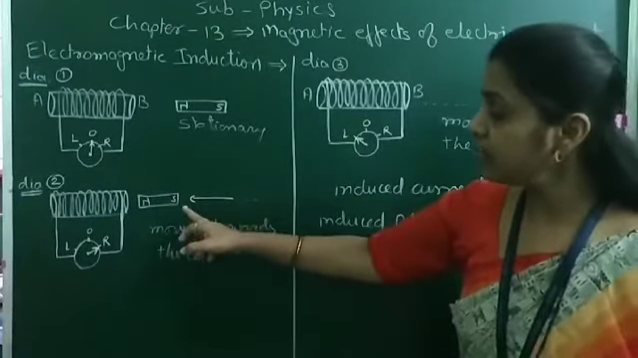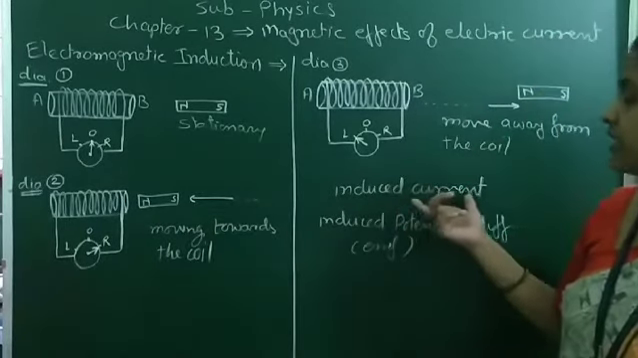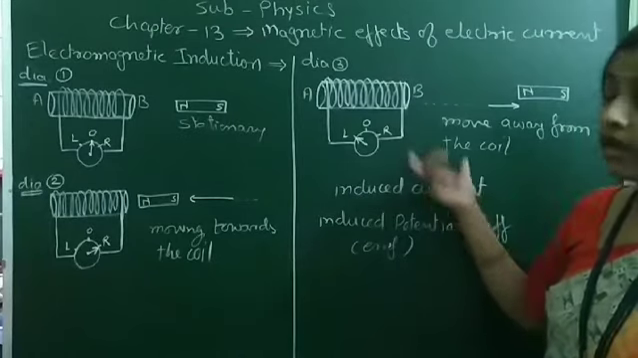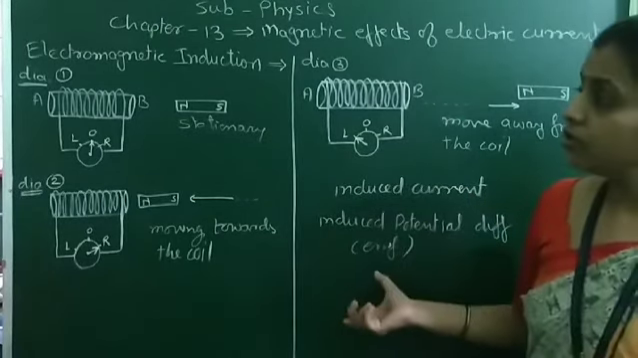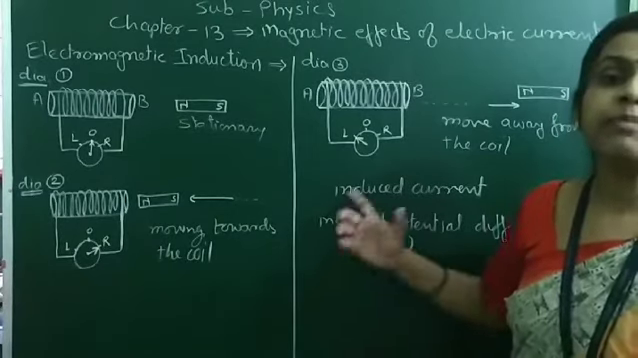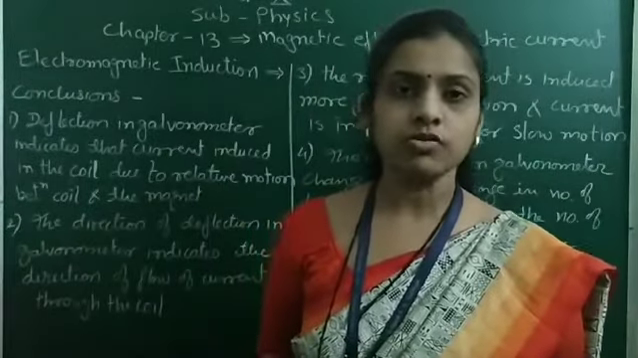Whenever there is a relative motion between the bar magnet and the coil, it produces current, and that is called induced current. In this way, from this activity, Faraday concluded that a magnet can produce electricity. We'll see the conclusion of this activity.